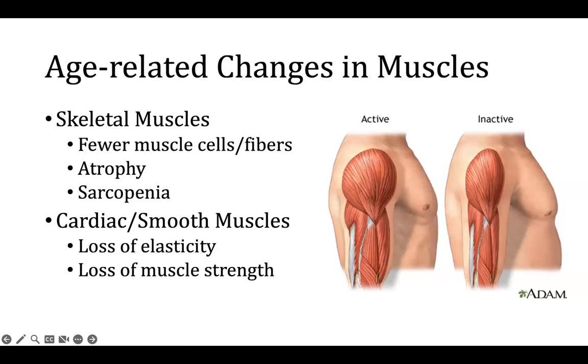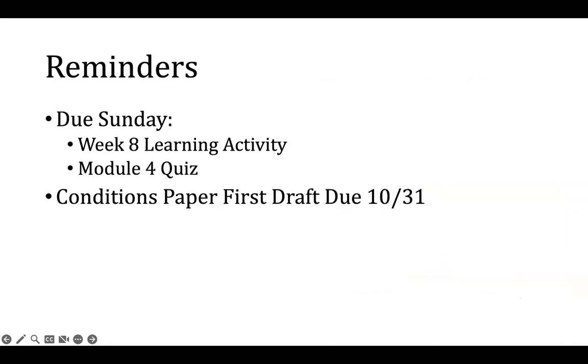Factors that affect sarcopenia are age, gender, and level of physical activity. So encouraging older adults to continue to be physically active, to go for walks, to go to the pool, to do those things is really important. And then within our cardiac and smooth muscles, we have loss of elasticity and loss of muscle strength. That is also really important to know, because that relates to our heart health, to our digestion, all of those functions within those cardiac and smooth muscles that we need to continue to function properly.